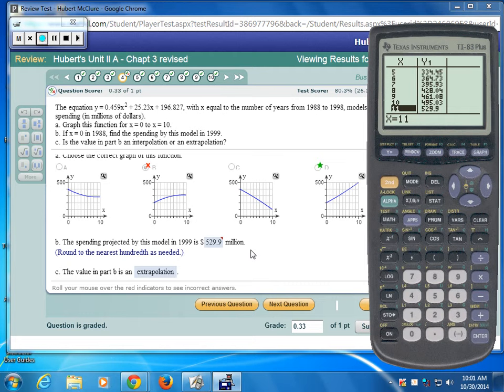Did I stay within the boundaries, or did I go outside the boundary to get B? I did. Is that interpolation or extrapolation? Yes, extrapolation. They probably give you the choice of that one or interpolation. I don't know what they give you, but that's what that is. So I went outside of 0 to 10 to get my answer. Okay? So that's that one.